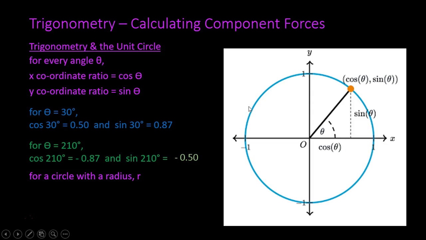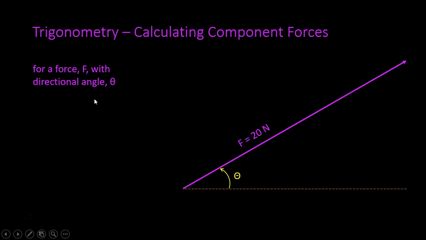We've been using the unit circle, and of course that has a radius of 1 unit, or in the case of force, we could think of it as having a radius of 1 Newton. What do we do for a circle with a radius of r? Well, in that case, the X coordinate is going to be equal to the length of the radius times the cosine of theta, and the Y coordinate is going to be equal to the length of the radius times the sine of theta. So let's tie this into how we use it with forces.